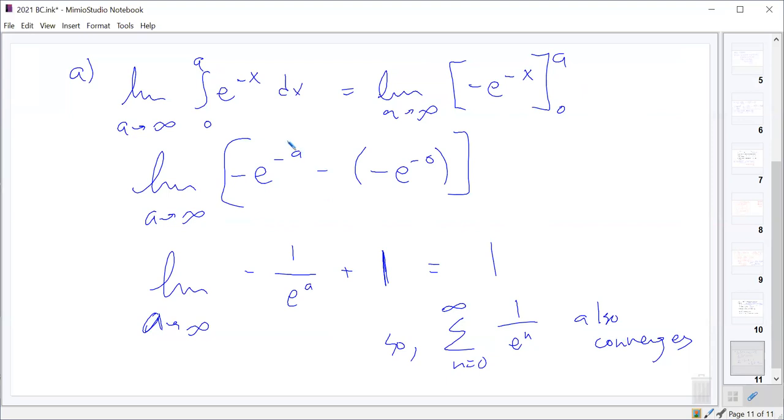Did you write negative e to the negative a minus negative e to the 0, or did you just go straight down to here? It's probably okay if you didn't. I would probably write one more step in there, if it were me, just to be safe. You probably don't need both of them. One of the two. If I were to write one of the two, I'd probably write that one.